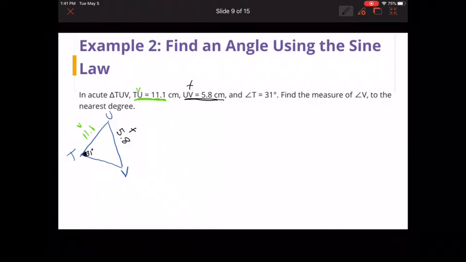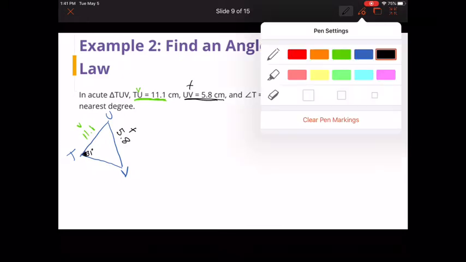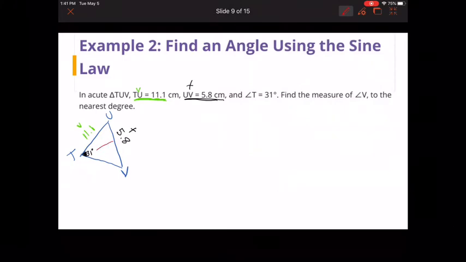So we're trying to find V to the nearest degree. This is only a one-stepper. We don't know anything about U. We don't care about U. The information that we need is one set that are across from each other that are known, and we need to know the opposite of what we're trying to find. That's why we give them the same letter names, so that we understand that they're a set, that they're connected in some way.